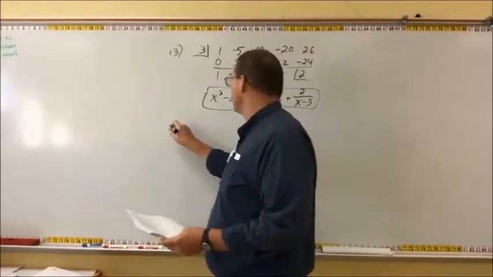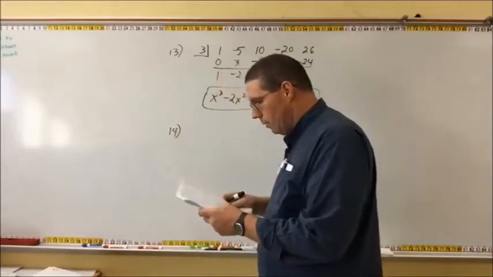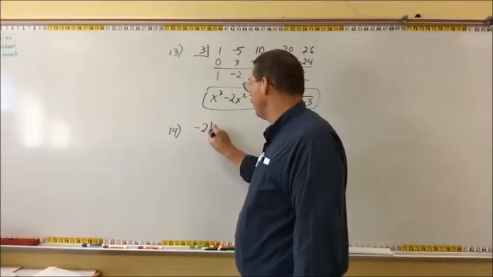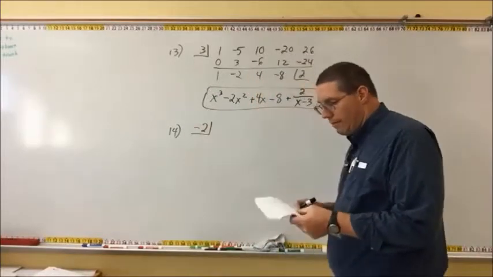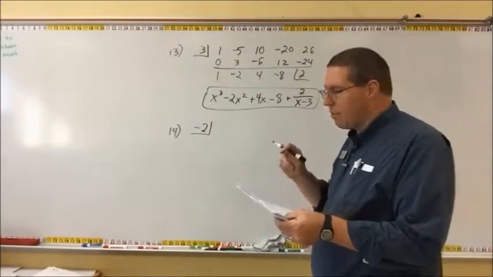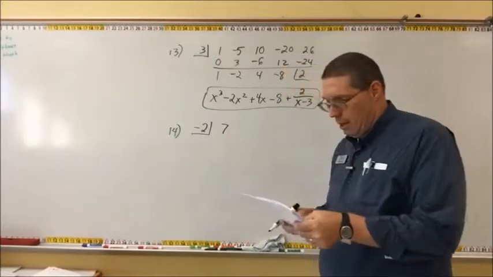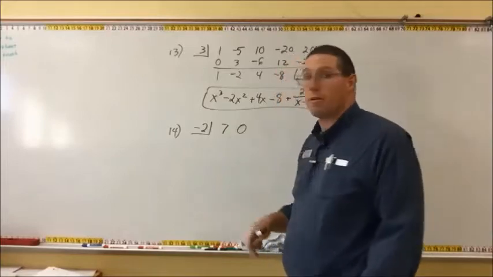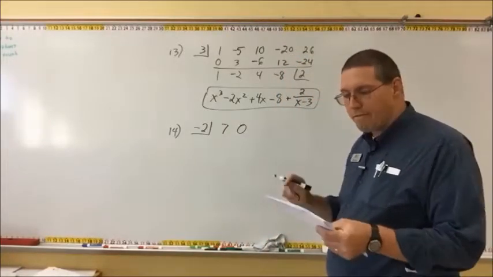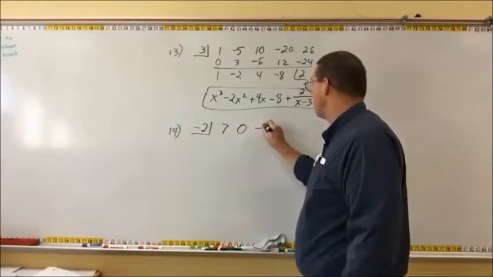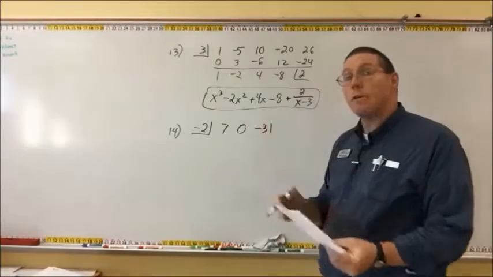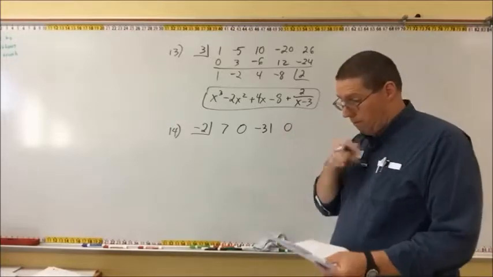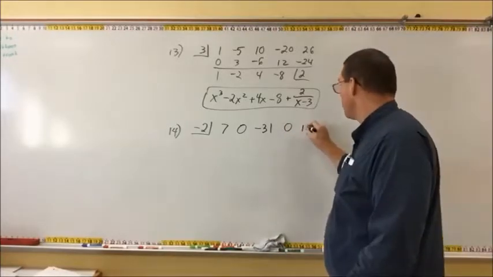Let's do question number 14 right below it here. So we're dividing by x plus 2. That means we're putting -2 in the half box. Now be careful here. We have 7x to the fourth, so a 7, but there are no x to the thirds, so I have to put in a 0 as a placeholder. Then I have minus 31x squared, so I'm going to put a minus 31 here. Then there are no x to the first powers, so I'm going to put in a placeholder 0. And then plus 12 at the end, so I'll put a 12 here.